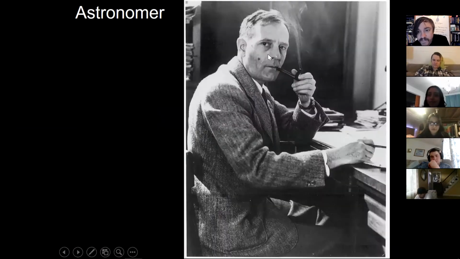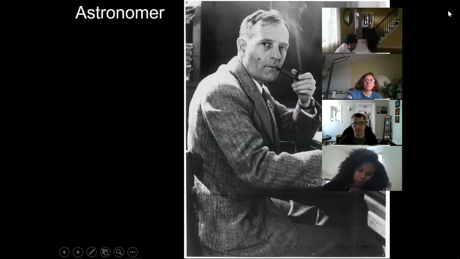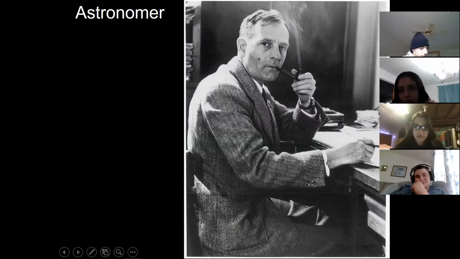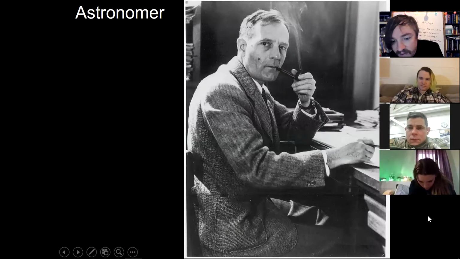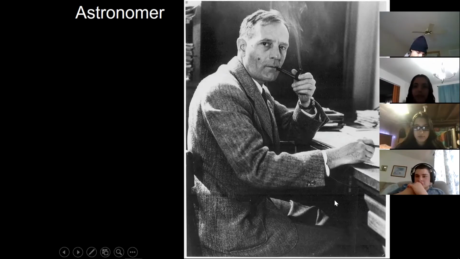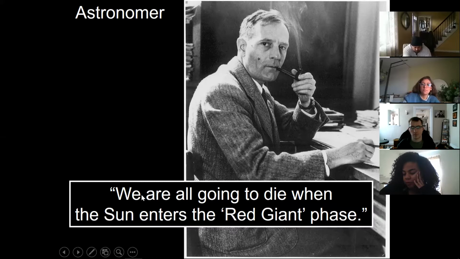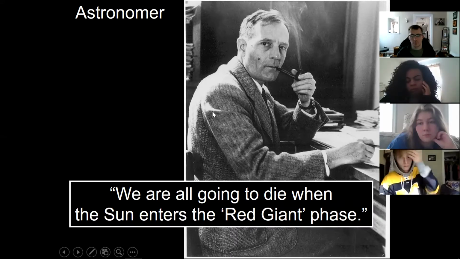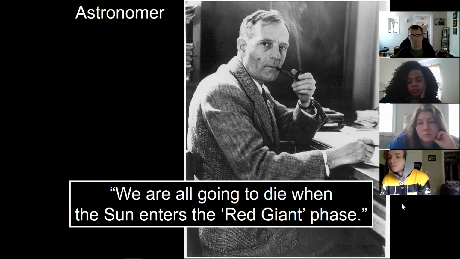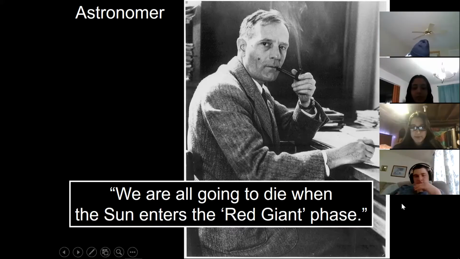And here's a picture of what I think your everyday astronomer looks like. This is a famous astronomer, Edwin Hubble, who is known for measuring the velocities of galaxies and discovering the expansion of the universe. And the message that astronomers have for you is: we're all going to die when the sun enters its red giant phase and swallows the Earth. So you can see right away that the message of astronomy is not as uplifting as the message of astrology.